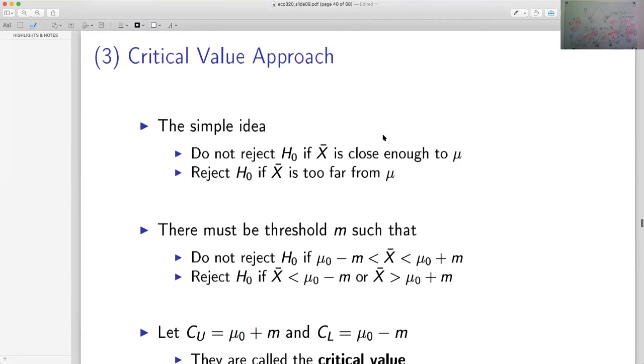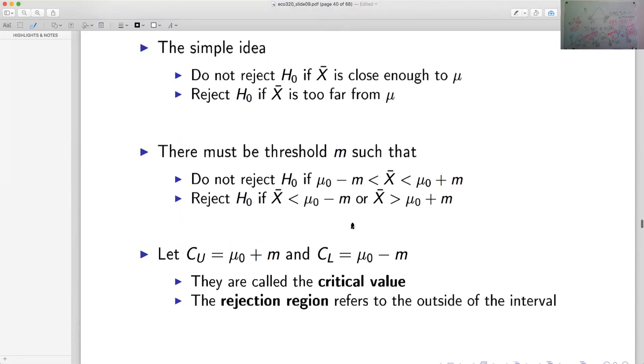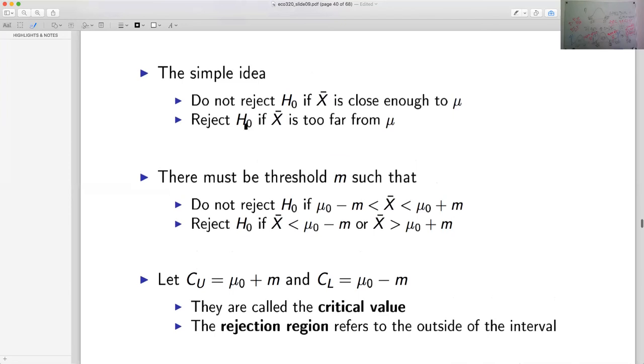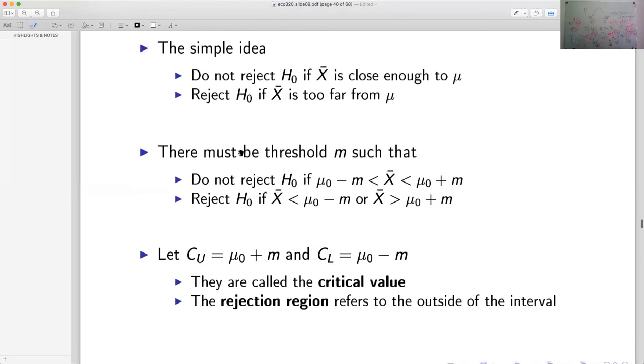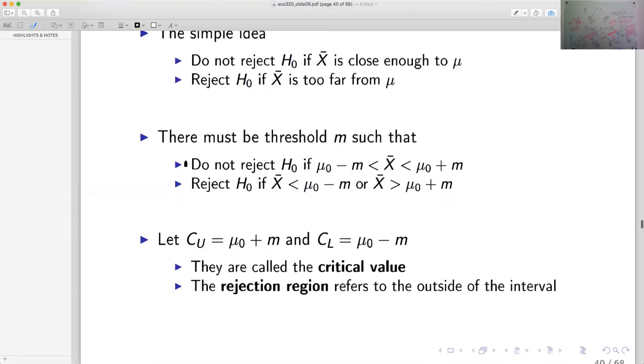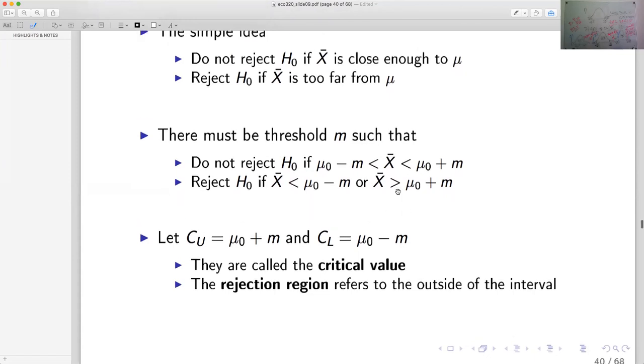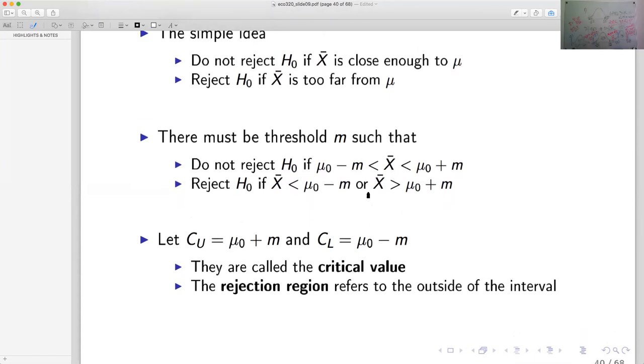Another approach would be the critical value approach. The simple idea is do not reject the null hypothesis if x bar is close enough to mu. Reject the null if it's too far from mu. So there must be a threshold m such that we do not reject if x bar is within this range, or reject if it is not in the range. This is actually used quite a lot in research, so I'm going to teach you what that means.